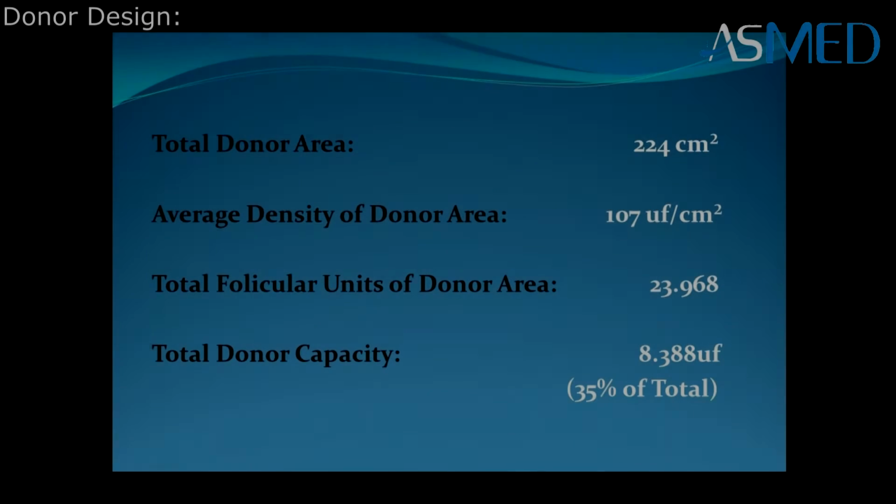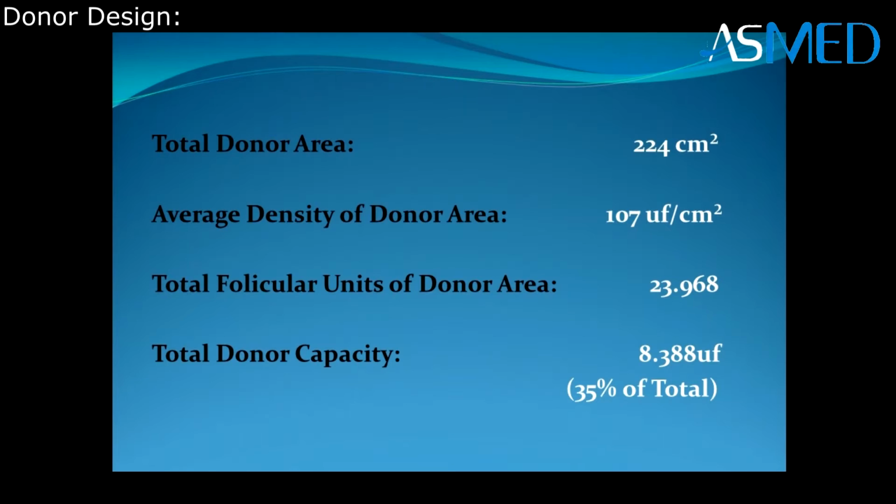Total donor area is 224 square centimeters. Average density of donor area is 107 follicular units per square centimeter. Total follicular units of donor area: 23,968. Total donor capacity of this patient is 8,388, which is 35% of total donor follicles.